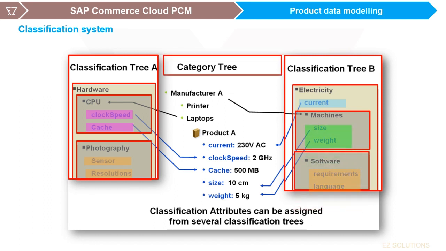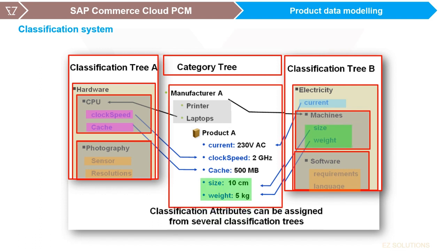And for the browsing category tree, the super level is manufacturer A, grouping printers and laptops. The machines classification category is assigned to the manufacturer A category, which means that all products of all subcategories of manufacturer A will get the size and weight attributes. On the other hand, the CPU classification category is assigned to the subcategory laptops, so as a result, all products belonging to this category will dynamically get the classification attributes of CPU classification. The current attribute is directly assigned to the product A, so only the product A will get this attribute.